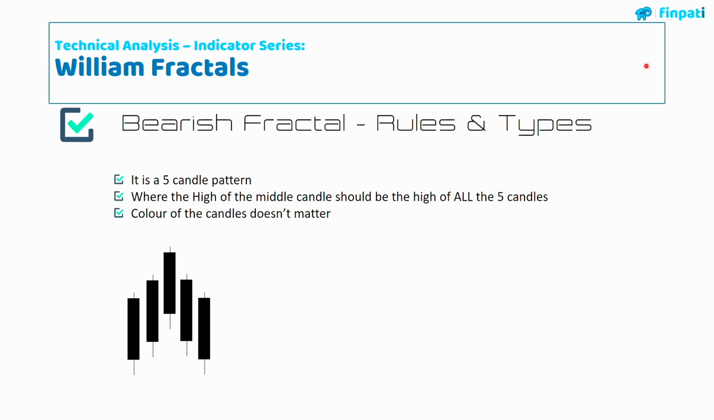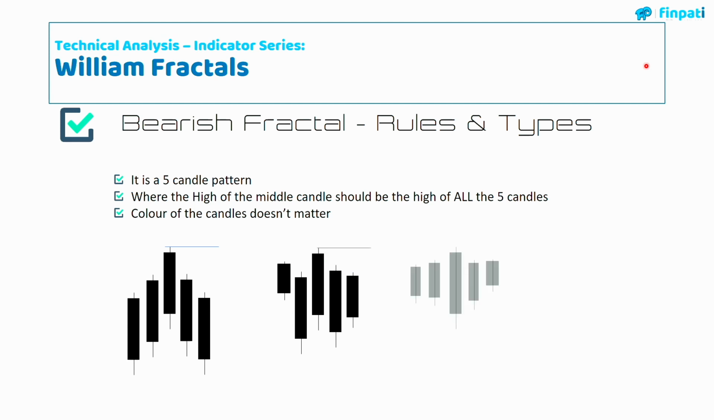In this 5 candle pattern, you have the high of the middle candle, which remains the high of all the 5 candles as well. So that will be considered a bearish fractal. And in this structure as well, the high of the middle candle continues to be the high of all the 5 candles. So that will be called a bearish fractal. And in this structure as well, the high of the middle candle continues to be the high of all the 5 candles. So that as well is called a bearish fractal.